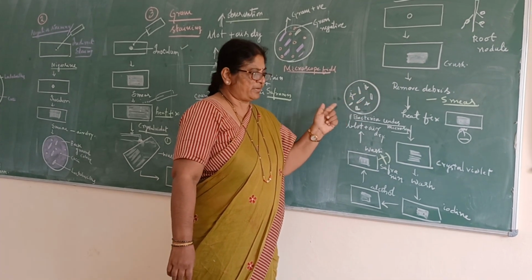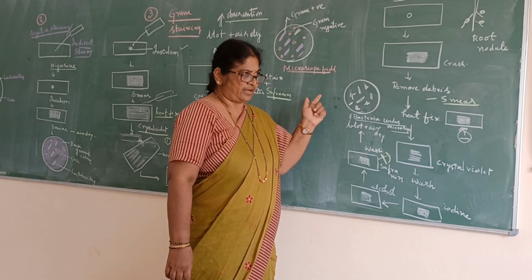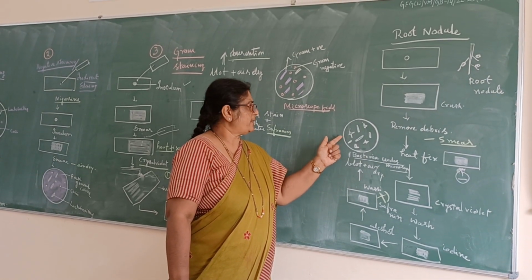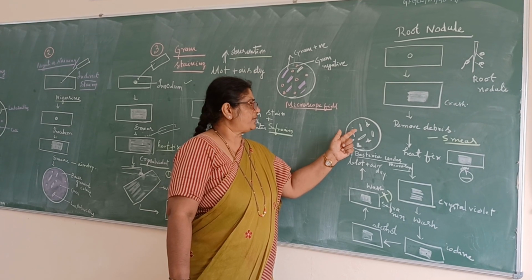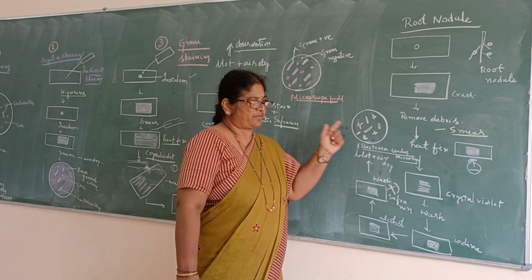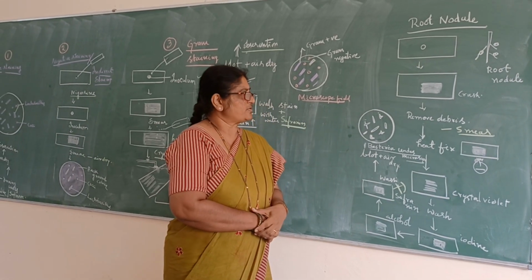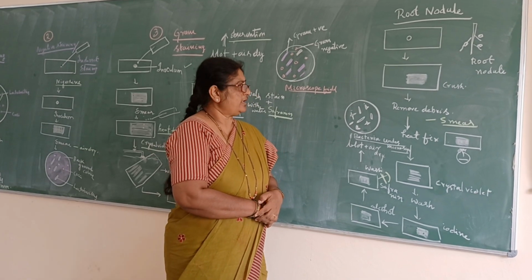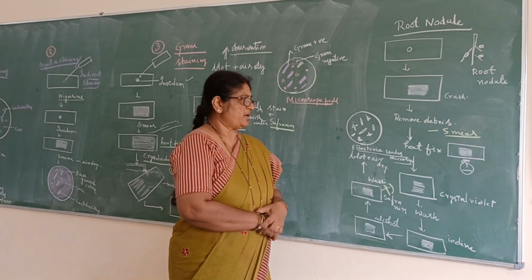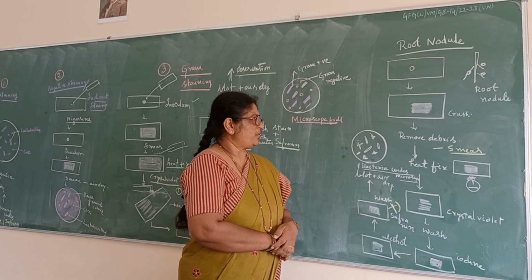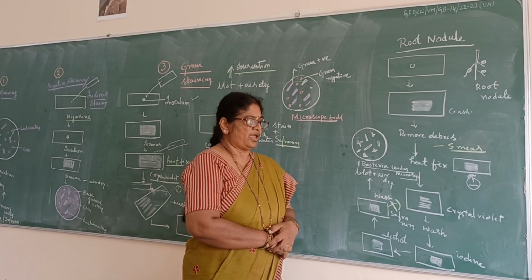When you observe under the microscope, you can see different types of bacteroids of rhizobium. They may be rod shaped, I shaped, L shaped, and star shaped. So this is about root nodule staining. Rhizobium is found in leguminous plants and is a symbiotic bacterium.